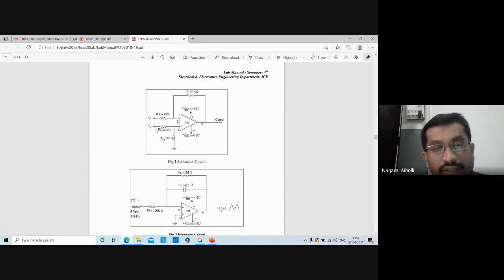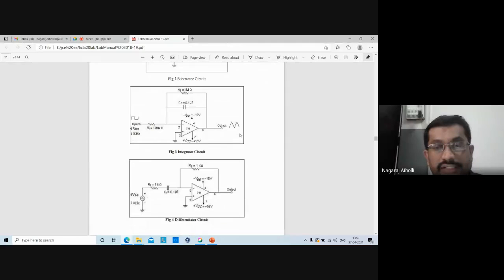See, it is V2 minus V1. The reason is V2 is applied to the positive terminal, V1 is applied to the minus terminal. So it will be plus V2 minus V1. Hence it is called the subtractor circuit. It will subtract the two input voltages that are applied to the circuit.